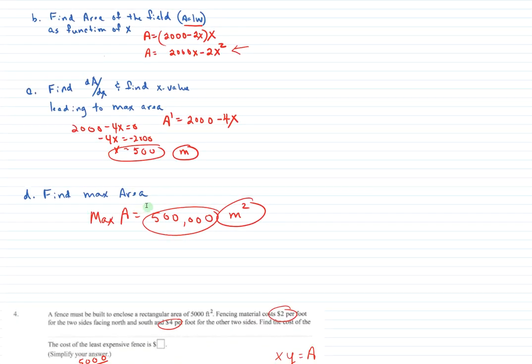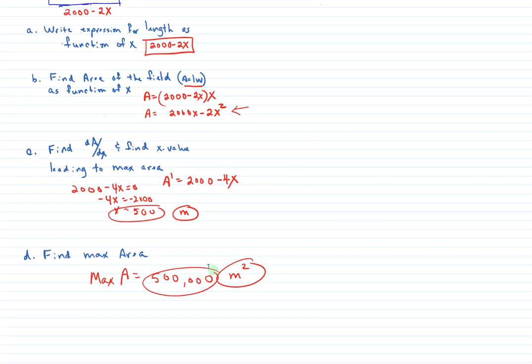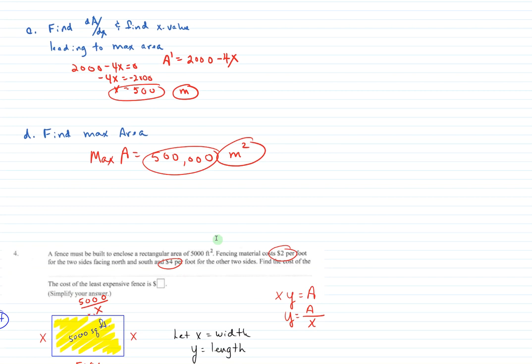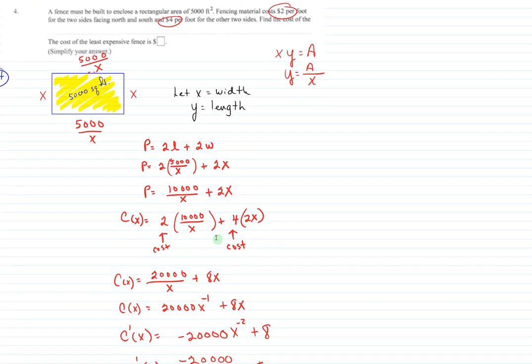D, find the max area. Well, if we plug 500 into our area formula, we will get 500,000. And that's meters squared, and this is meters. So that gets you number 3. We only have 4 questions on this.